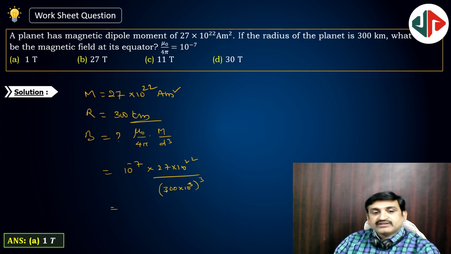Let me check the calculation a little. 3 cube is 3 3s are 9, 3 9s are 27, 27 will go. Only the powers will be left out. 3 3s are 9 and this is actually 5, 5 3s are 15, 15 and 7, 21. Yes, correct. Next.